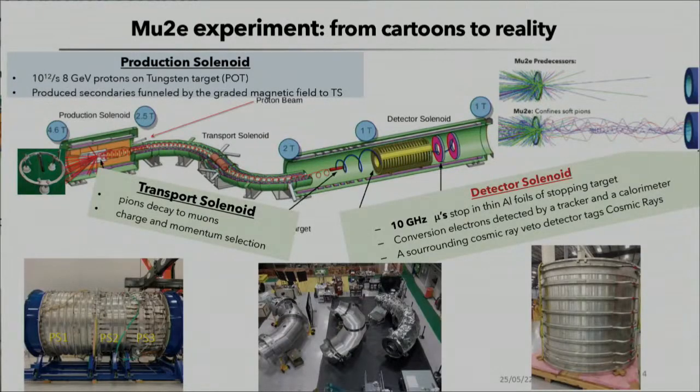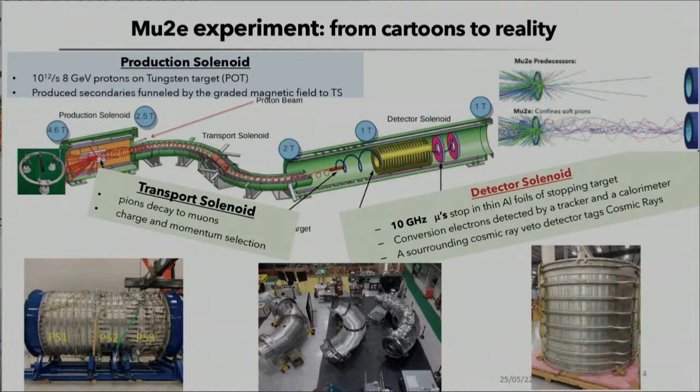So, from cartoons to reality, the spectrometer of Mu2e is a very complex system of solenoids. We have three solenoids: the production solenoid, the transport solenoid, and the detector solenoid. The production solenoid has a graded magnetic field from 4.6 Tesla to 2.5 Tesla. It is hit by the proton beam that actually hits the tungsten rod target.